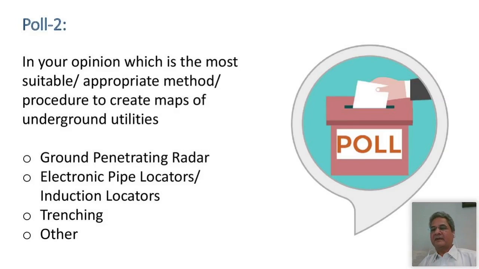All right, very interesting. It is still coming, but broadly I've got the picture. Around 80% are saying that GPR is the most suitable or appropriate method or procedure to create maps of underground utilities. 6% are saying EPL, 7% are saying trenching. So EPL and trenching are kind of tied together, and 6% are saying there has to be something else. So 78% are with GPR. Thank you very much for this. Okay, all right, so we'll go to our next slide. I'll come to the answer of this later.